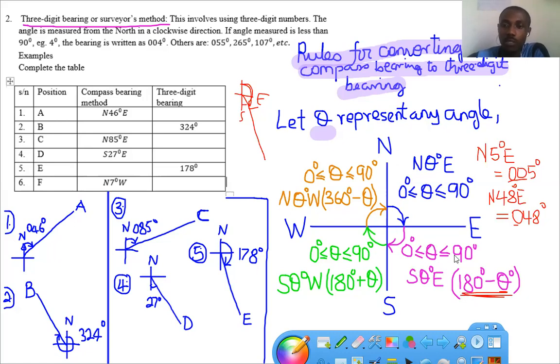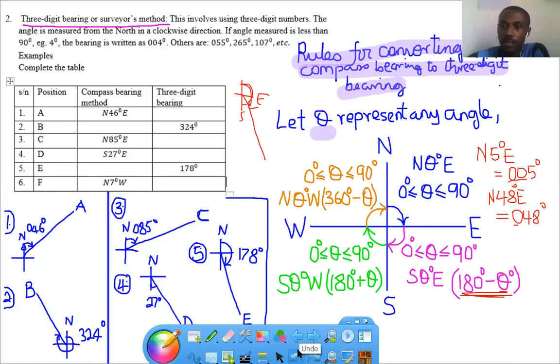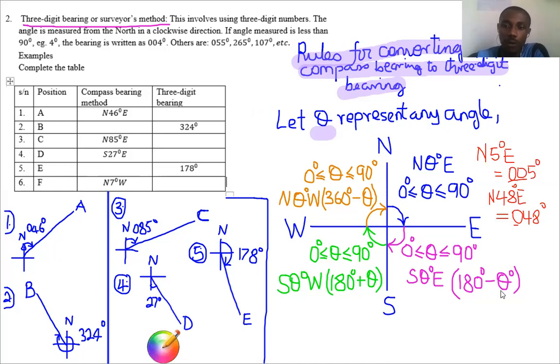Any point that lies within the southeast region, subtract the angle from 180 degrees to resolve it to three-digit bearing. In the northeast region, we do no subtraction nor addition. All we do is add a single zero or two zeros. Remember, but if the points lie within the southeast region, what we need to do is subtract the angle from 180 degrees. That is the rule. Please don't forget.